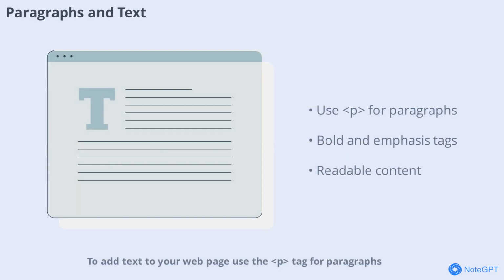To add text to your web page, use the <p> tag for paragraphs. This tag separates blocks of text, making your content easier to read. You can also use other tags like <strong> for bold text or <em> for emphasis. Structuring your text with these tags helps create a visually appealing and accessible website.